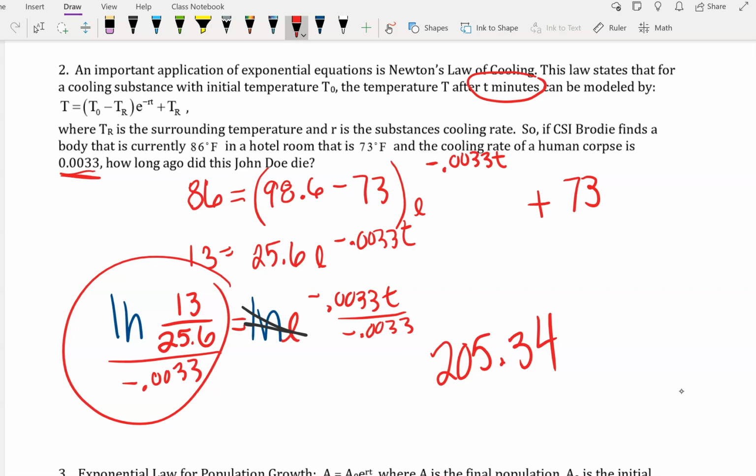And then we want to look at what our units are. Right here, it said t minutes. So 205-ish minutes.